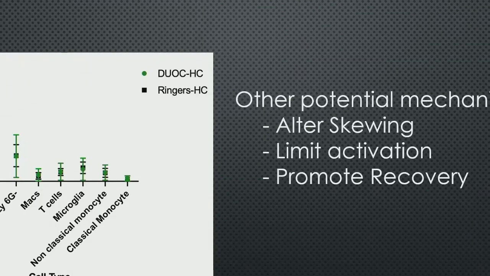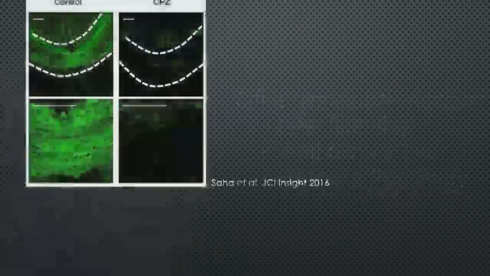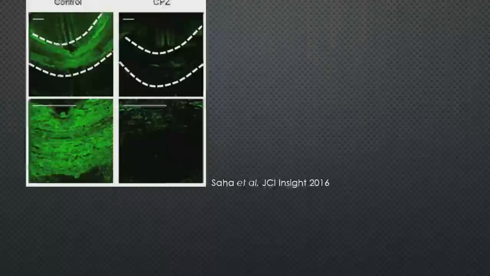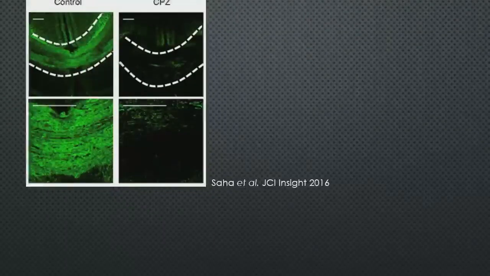But other potential mechanisms, since they had this robust protective effect on clinical paralysis. So one, it could be that they're altering the skewing. It's not preventing cells from getting there, but it's altering the types of cells that get there. Another thing is it could be limiting their activation. And then one of our favorites is that it could be promoting recovery and promoting remyelination of the CNS. So we shifted into another model that's better at looking at remyelination.